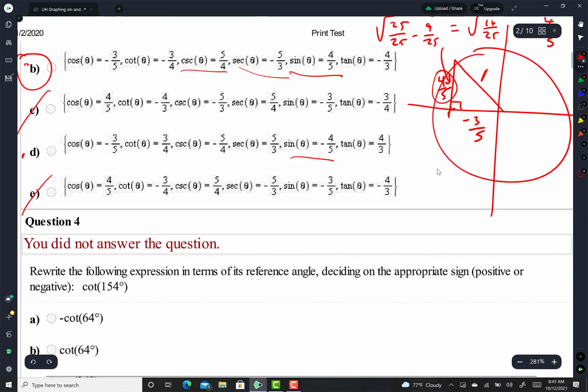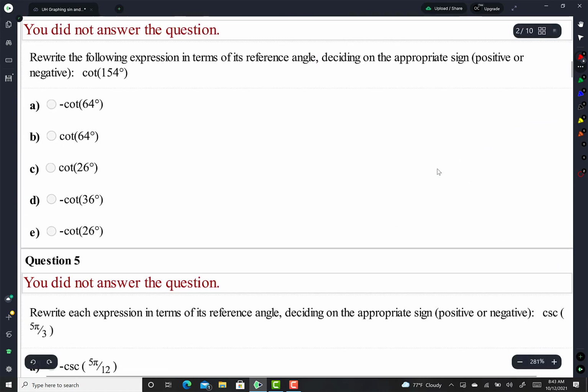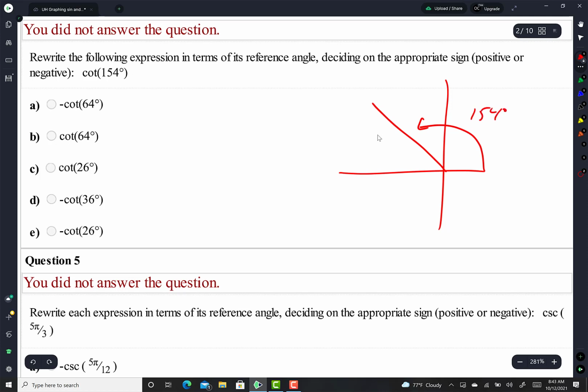All right. Write the following expression in terms of its reference angle, deciding on the appropriate sign. So 154 degrees is in quadrant 2. This is 154 there. So the reference angle is this guy. How do I get that?